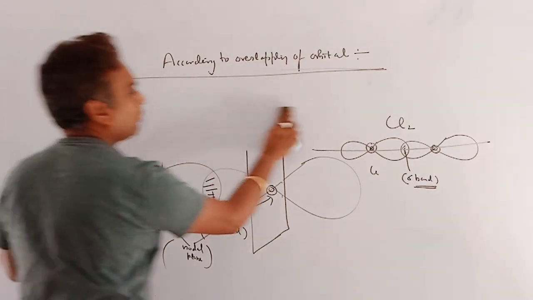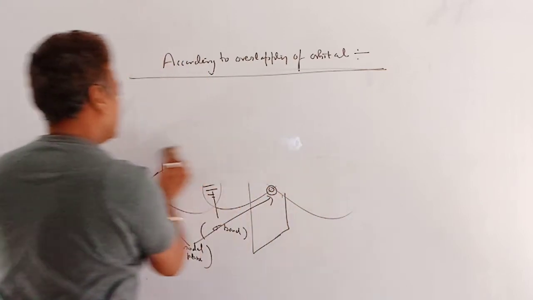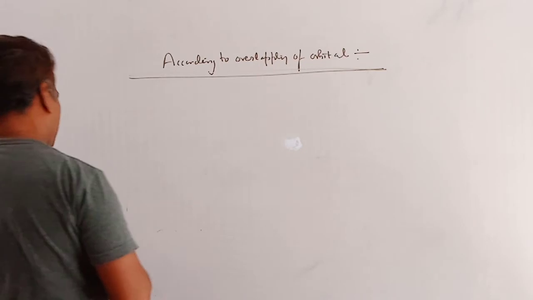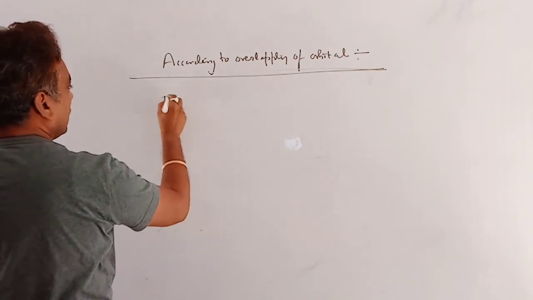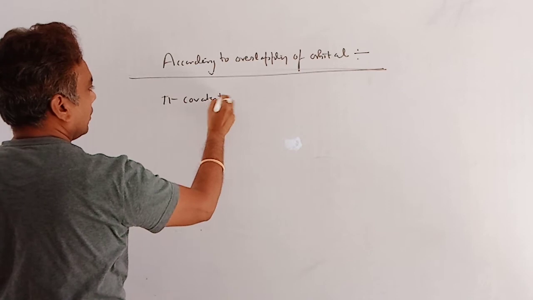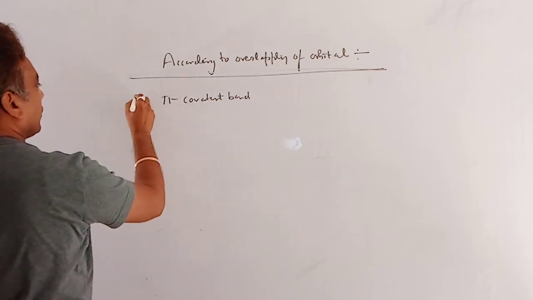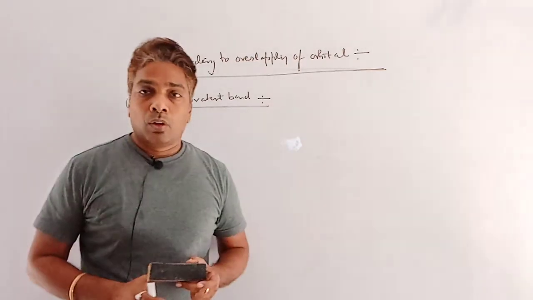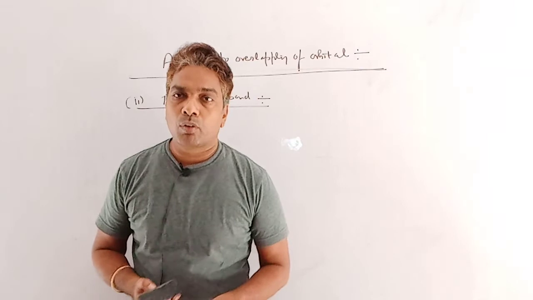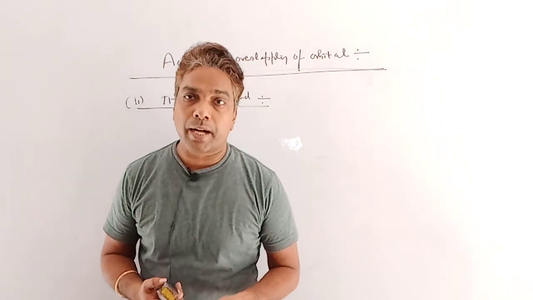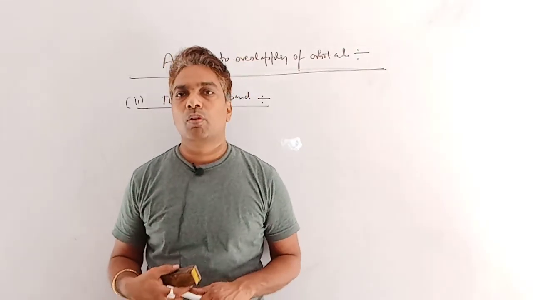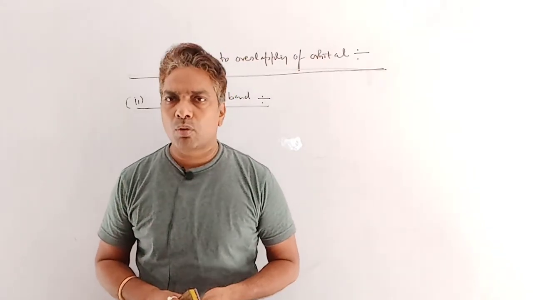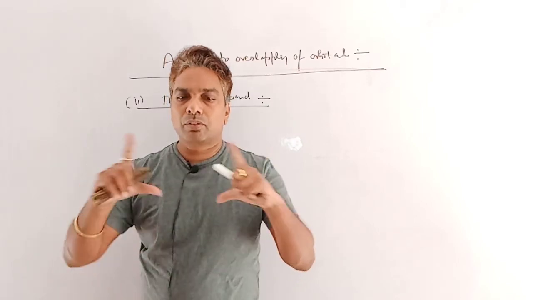Now pi covalent bond is formed. Pi covalent bond. The second bond is pi covalent bond. Pi: when the overlapping of orbital is sidewise or lateral overlapping, then pi covalent bond is formed. Lateral overlapping or sidewise, due to lateral overlapping of orbital like this.